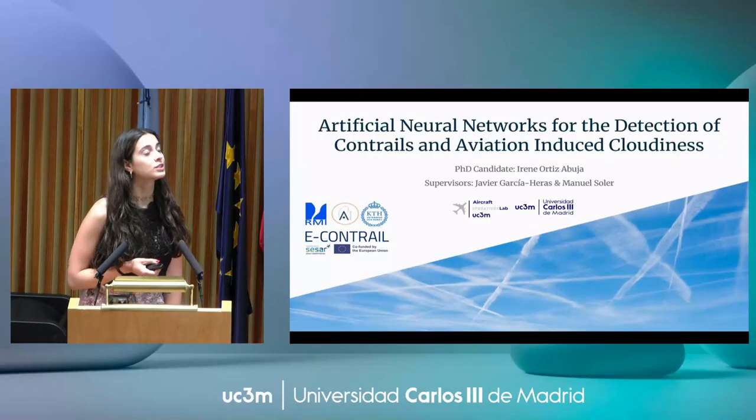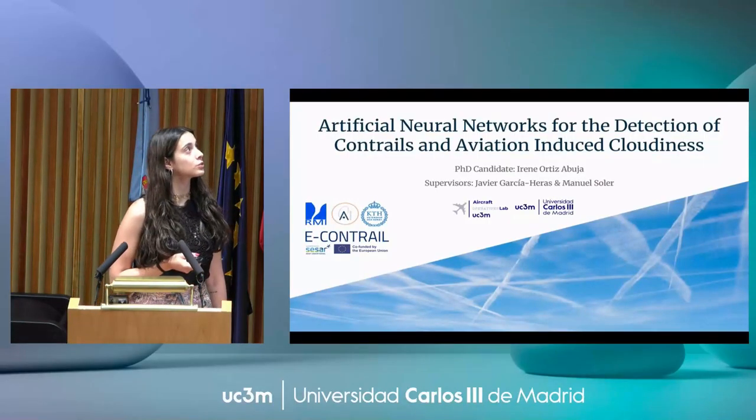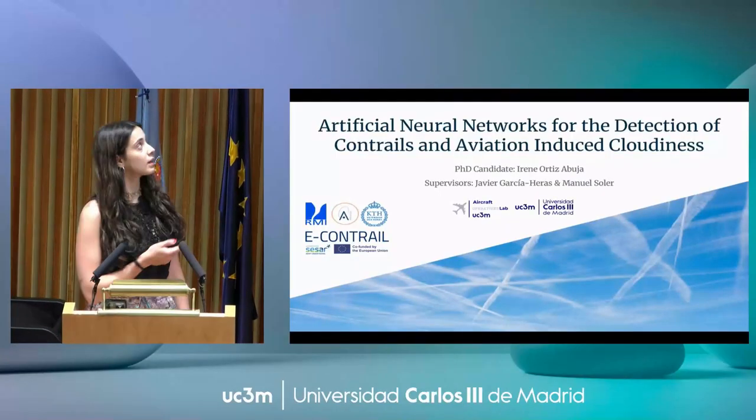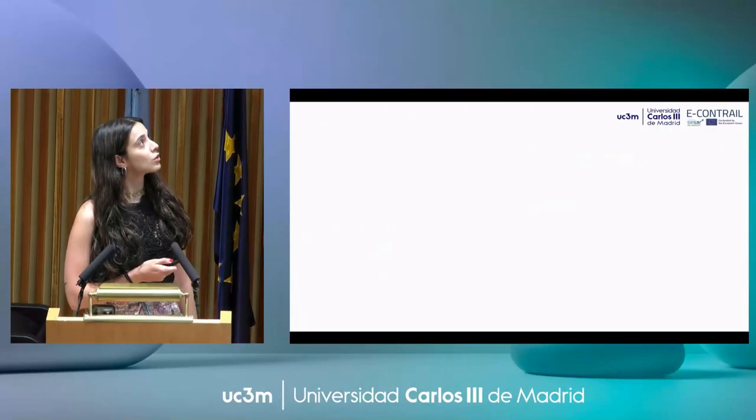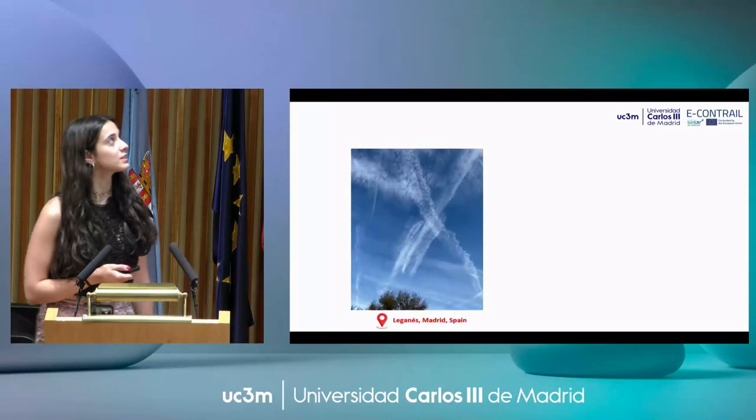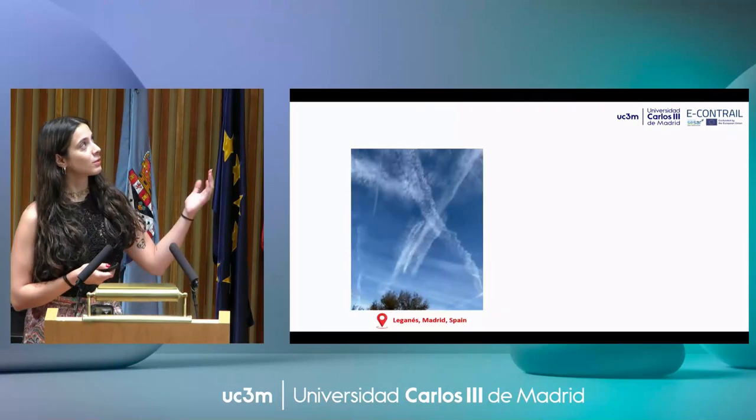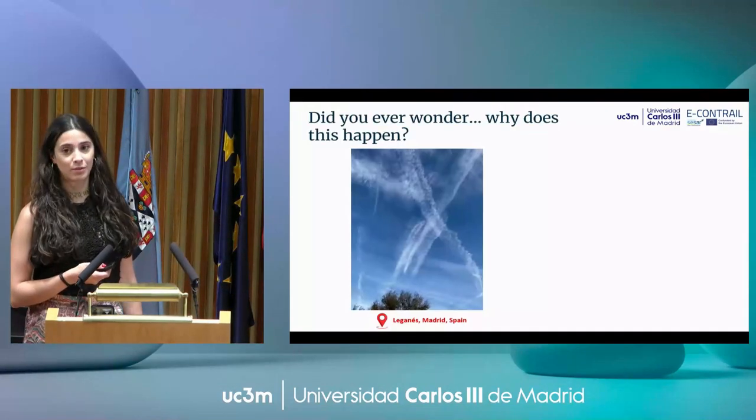It's named Artificial Neural Networks for the Detection of Contrails and Aviation-Induced Cloudiness, and is also aligned with the European project eContrail. So first of all, I will show you this nice video that I took when I was coming to uni a few days ago. You might be wondering what are those and how do they form?